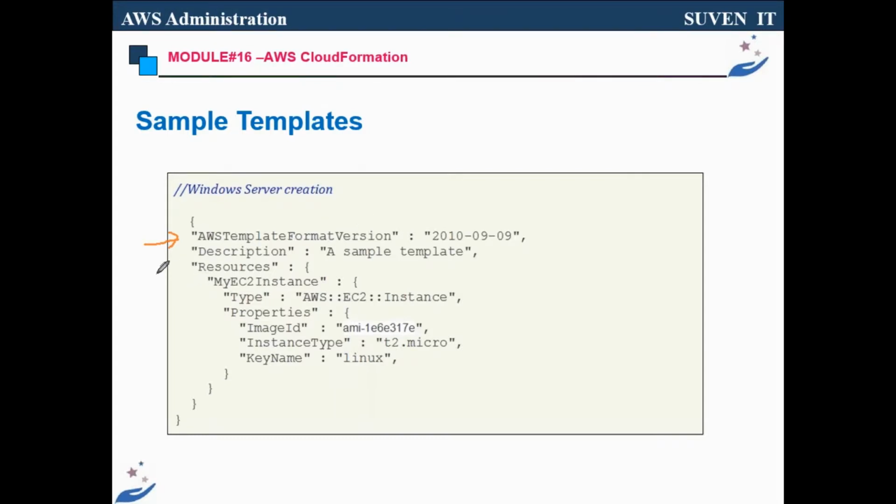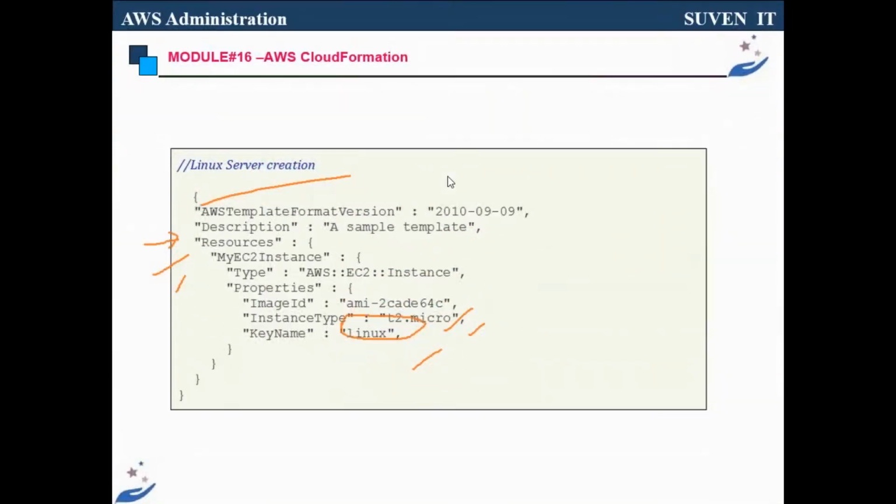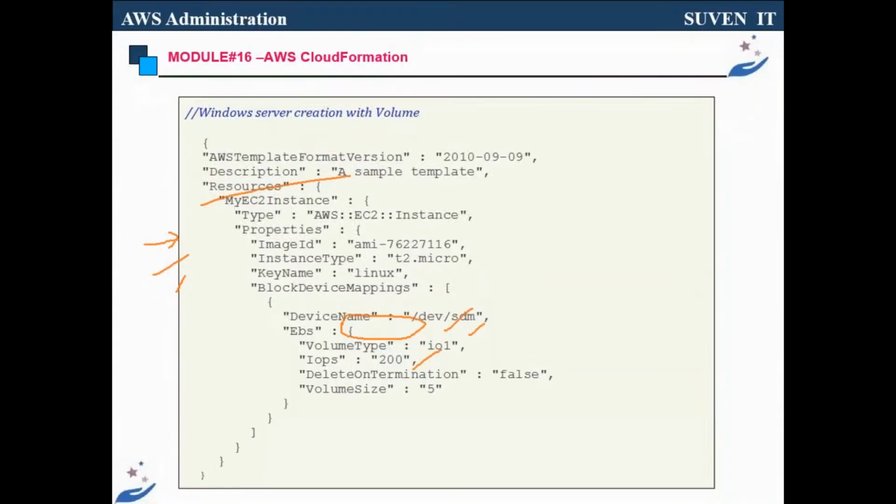Template version, description, that is Resources, optional. AWSTemplateFormatVersion, optional. Instance type and their parameters: what type exactly, the image, what instance type, and the tag name. That's all. Instead of Windows Server, you just take the Linux AMI. You can create a Linux server with the same template. Now you can customize anything. Linux AMI, that's all you are giving.